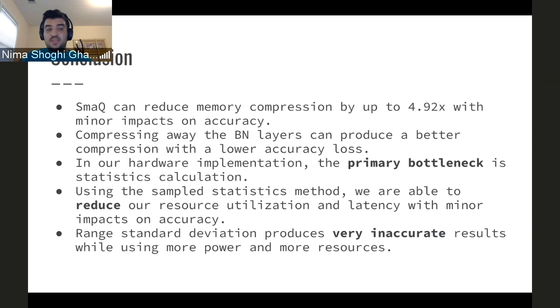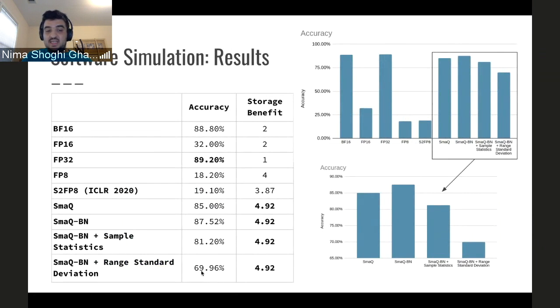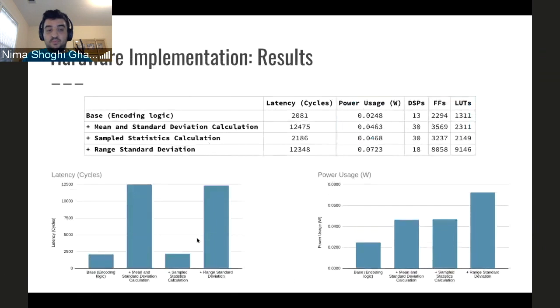Finally, in the hardware implementation, the primary bottleneck is the statistics calculation. Using sample statistics reduces our resource utilization and latency, but the impact on accuracy was about 7%, and range standard deviation doesn't actually produce very accurate results. And if I were to go back to the software results, it is down to 70, which is a good 17 points below the normal.